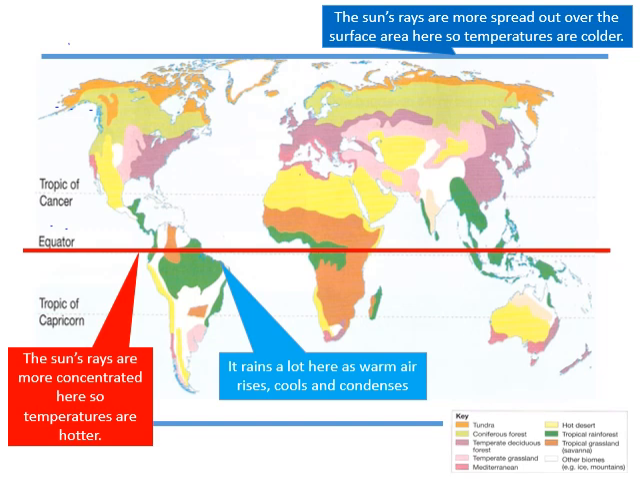It rains a lot here, and the reason it rains a lot along the equator is because the sun's rays are so warm there that warm air rises. So think about when you're in a bath, or if you're boiling a kettle or making pasta, that warm air rises, and as it rises it cools and condenses and makes rain.